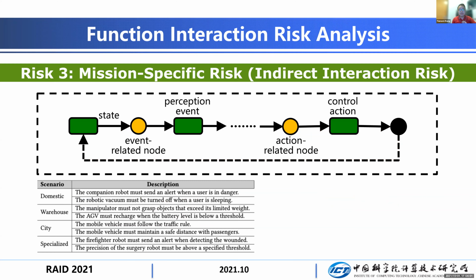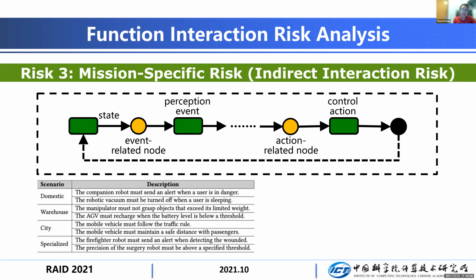The third category of the risk is called the mission-specific risk. This is also happening in the indirect interaction risk. We also have two nodes involved in this mission-specific risk: the event-related node and the action-related node, the two yellow circles in this figure. We call it a mission-specific risk because this is not general. It is specifically for different types of missions.